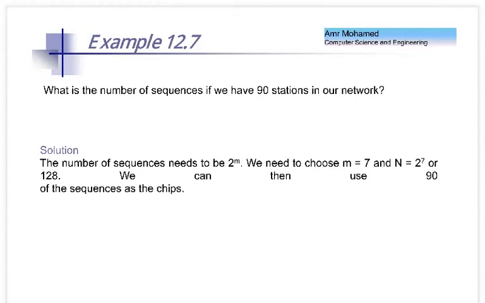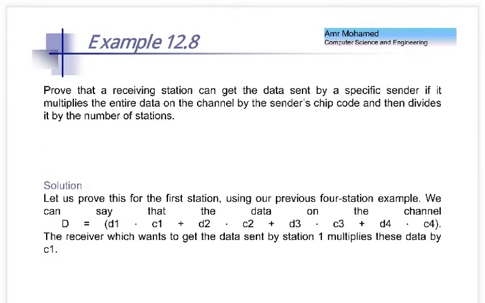So you can use the first 90 for the stations that you have, and the remaining ones will not be used, or can be used if there is any extension to the network. That's simple. Any confusion? Okay, straightforward.